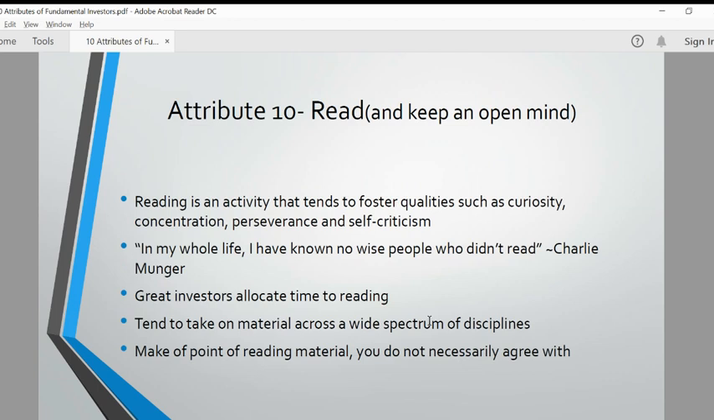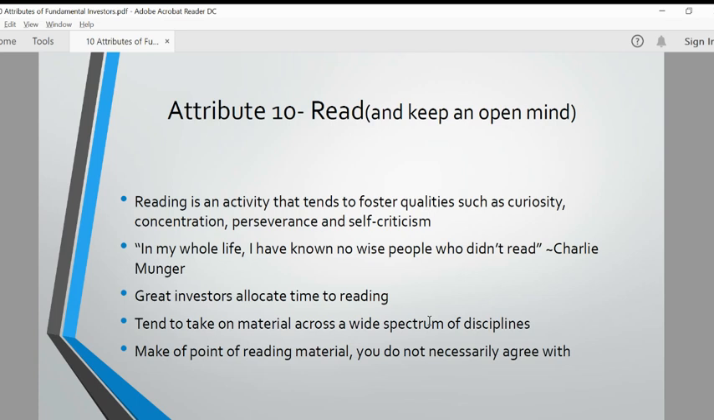So moving on to attribute number 10. This is a simple one, which says read and keep an open mind. The author stresses the importance of reading for curiosity, concentration, perseverance, and self-criticism. Reading is an activity that fosters a lot of such qualities. And there is a quote by Charlie Munger which says, "In my whole life, I have known no wise people who didn't read, none, zero." So this gives us the importance of reading.